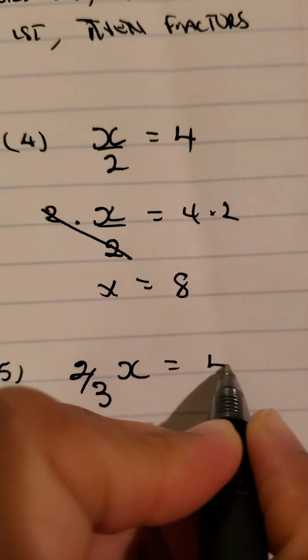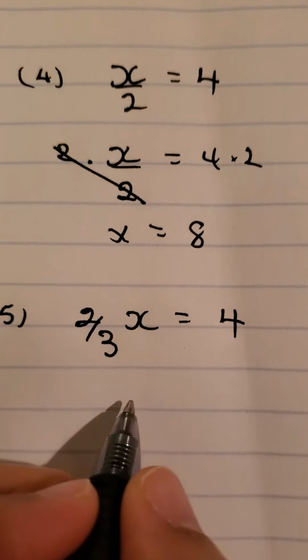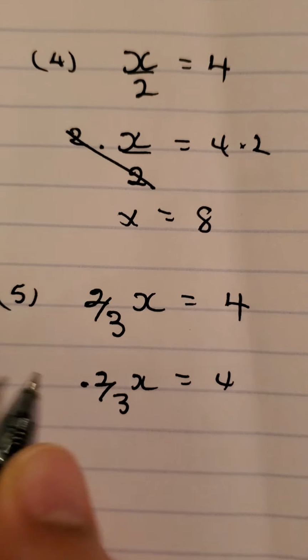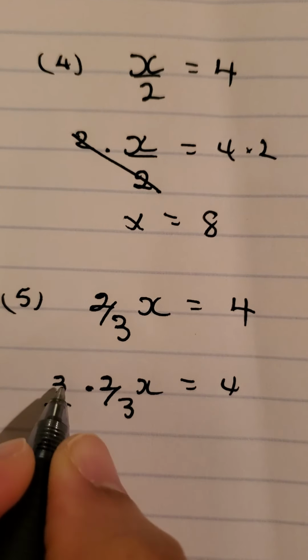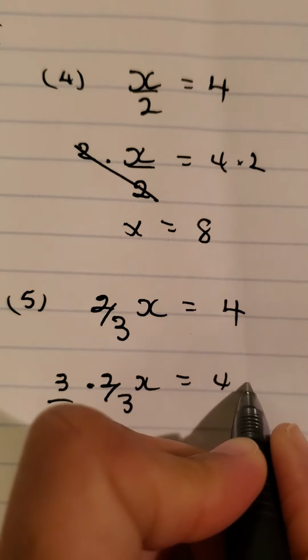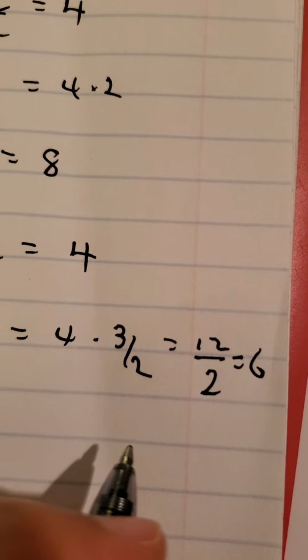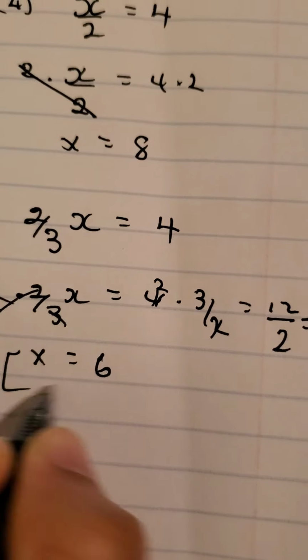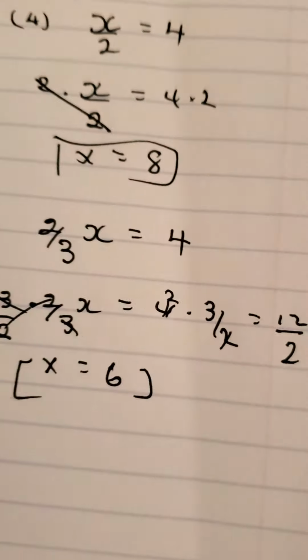And then I'll have a problem that may look like 2/3 of x is equal to 4. What I'm going to do is multiply both sides by the reciprocal. So this cancels, and x is equal to 12 over 2, which is 6, right? Or I can say 12 and 2 have a common factor of 2, so I'm left with 6. So x equals 6.